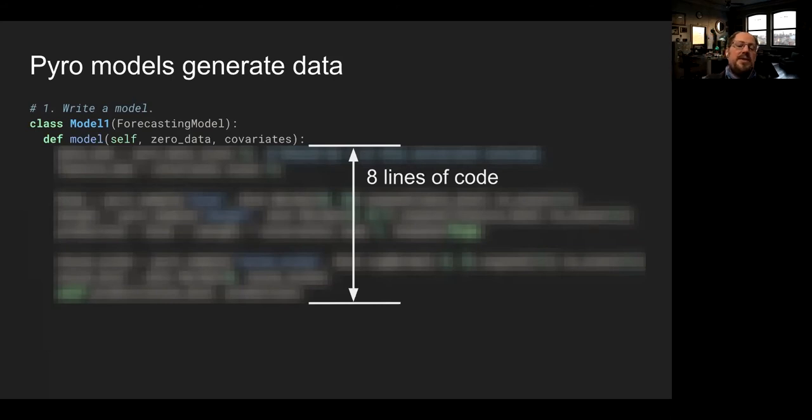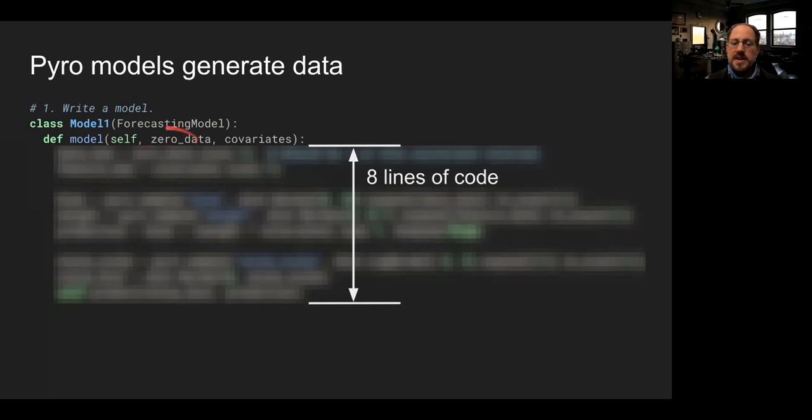Later, Edwin will tell you about the Orbit forecasting package, which is easier to use and doesn't require as much code here. But if you want to write really custom models, here's how you can do that with Pyro's forecasting submodule. So you can write a model here.